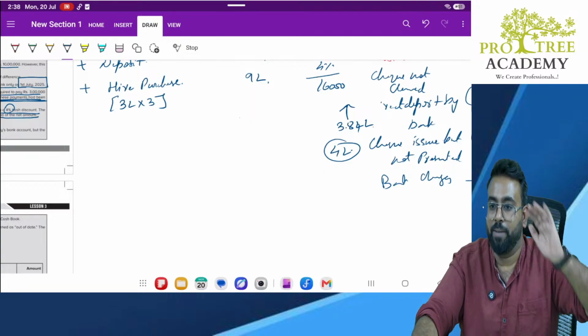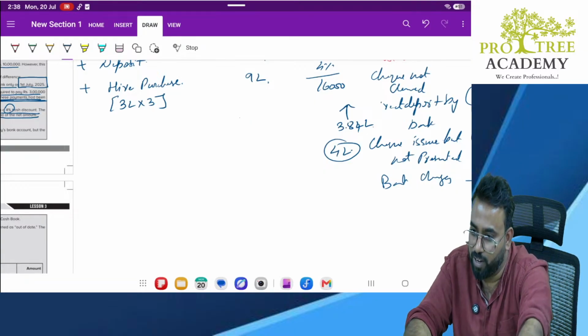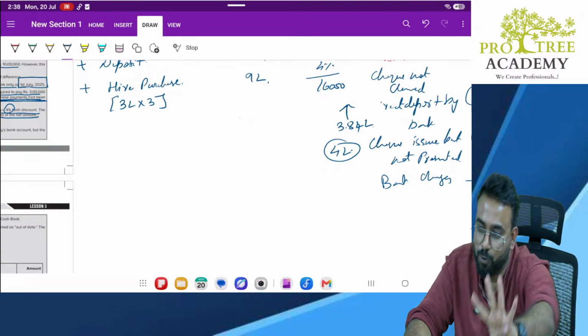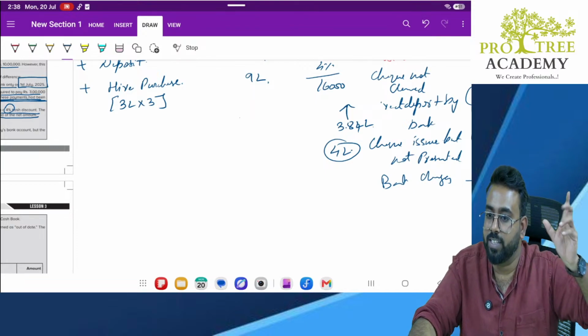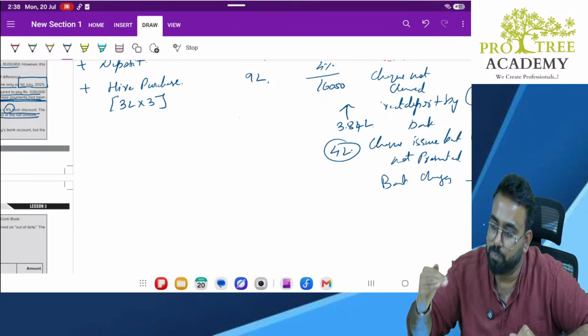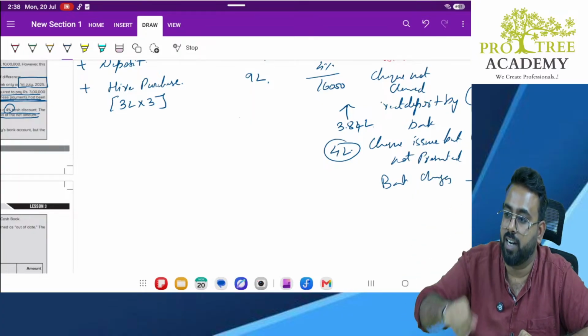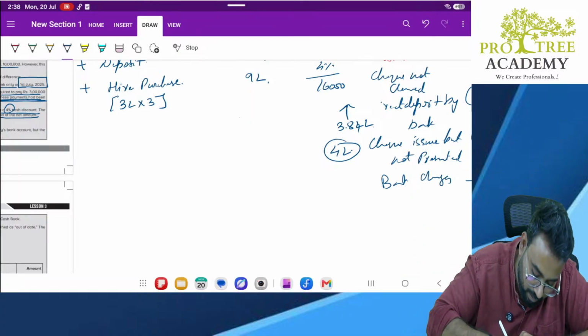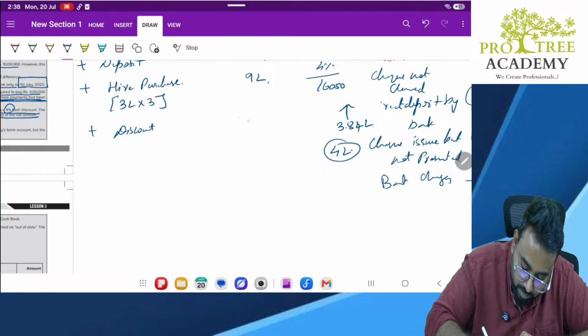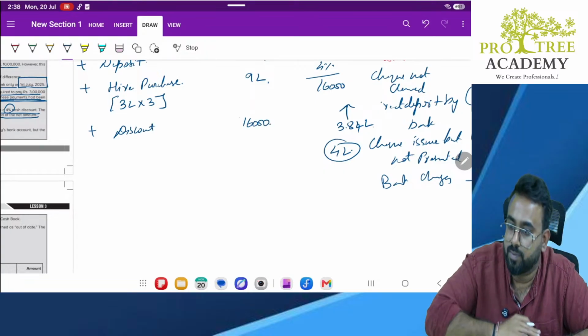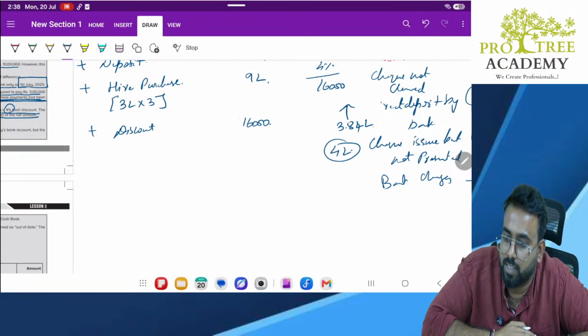So my bank balance showed only 3.84 lakhs, but my cash balance is showing 4 lakhs. Now let us assume cash balance is correct. So what is the difference? 16,000 rupees. Now my balance should be added another 16,000. Correct or no? Add discount. Is everybody understanding?